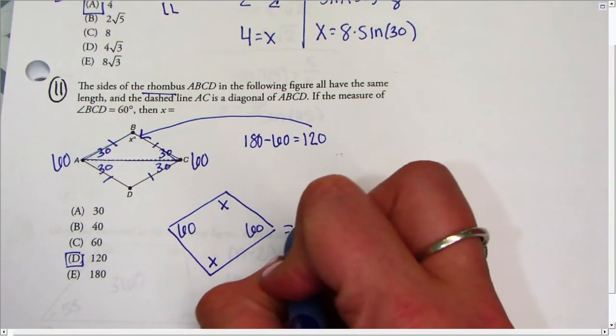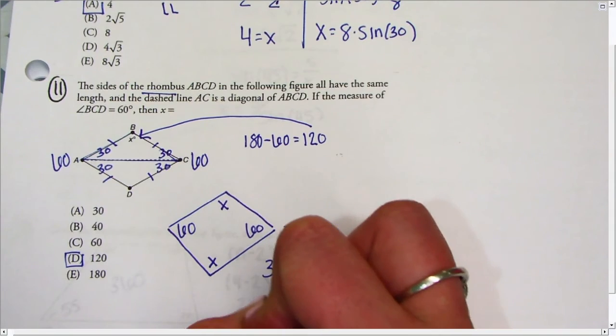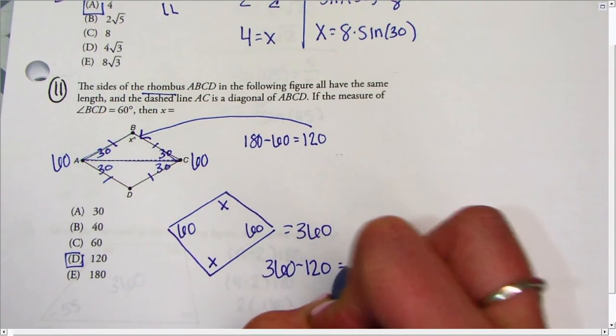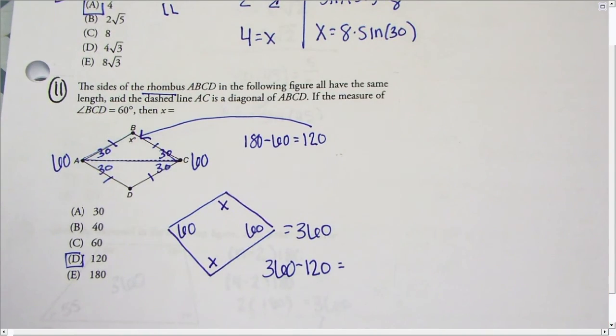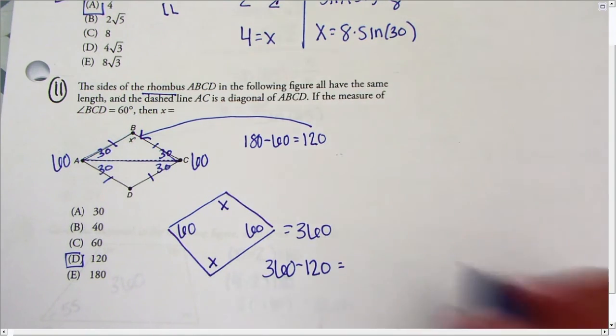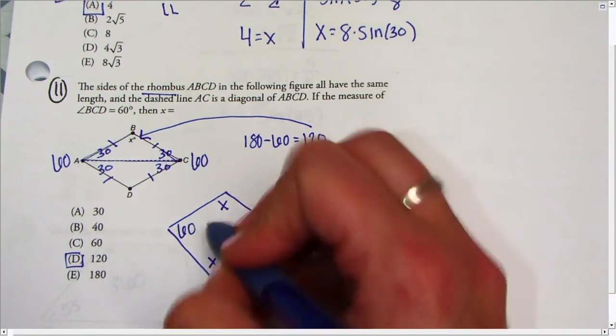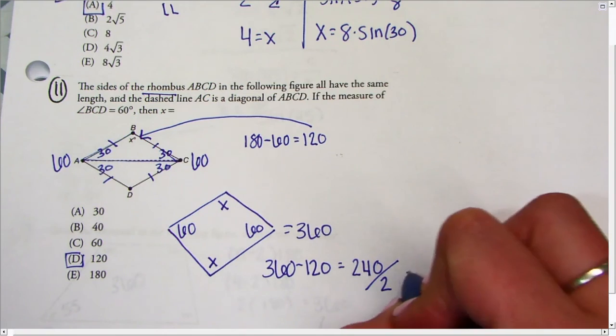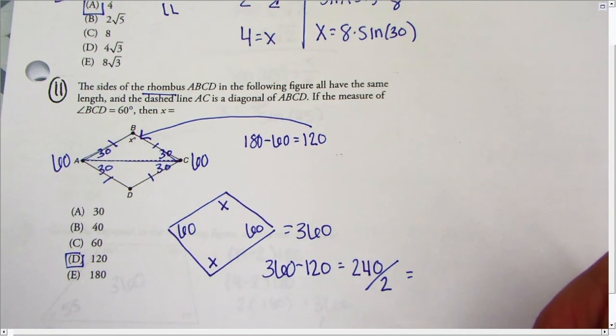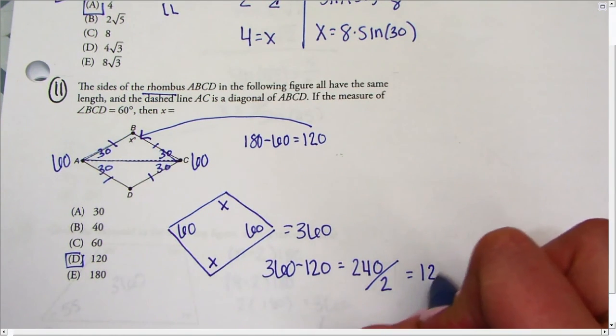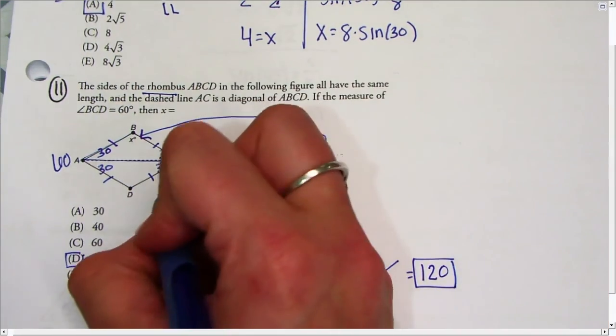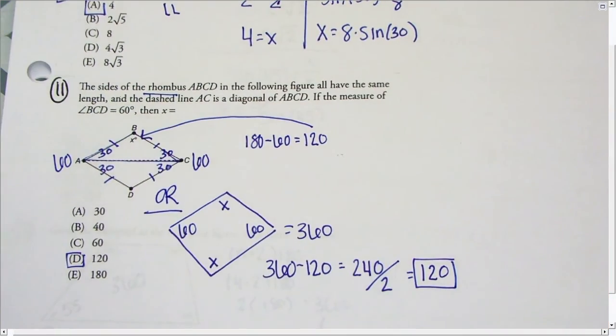But these would add up to 360. So you would do 360 minus 120, which would give you 240. And then there's 2 of them, so we would divide them in half, giving us an answer of 120. So 2 ways to do it, up to you completely. So if you forgot that it bisected, you can envision it as a whole rhombus and it would work as well.